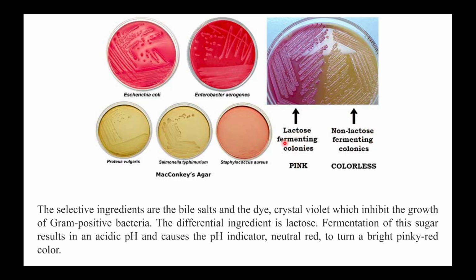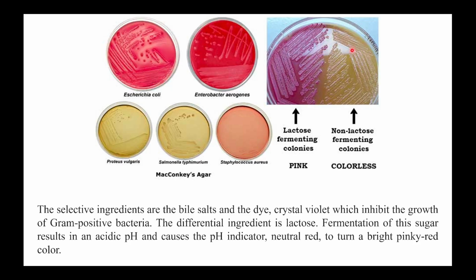So if lactose, which is added as the carbon source in the medium, is fermented by the bacterium, it will turn the pH of the medium acidic, and because we have the pH indicator neutral red, at an acidic pH it will become bright pinky red in color. So you can see the lactose fermenting colony gives a bright pink color. You can see here also it gives a bright pink color.